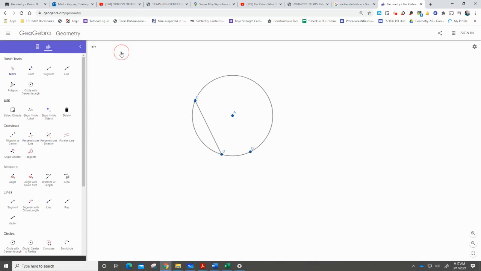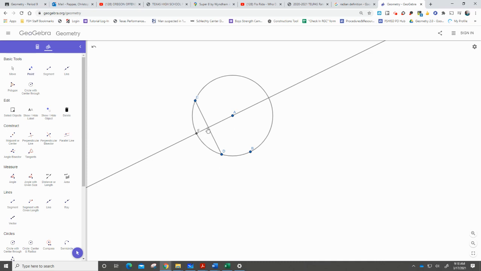Hang on, I apologize for that. Perpendicular line. We're going to hit it from point A, and we're going to go through point CD. Okay. So now we have a radius that's AE. Okay. And it is perpendicular to CD.